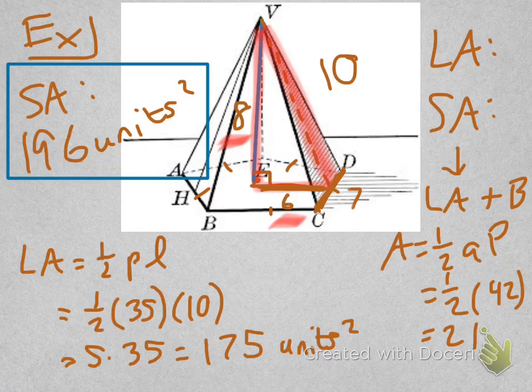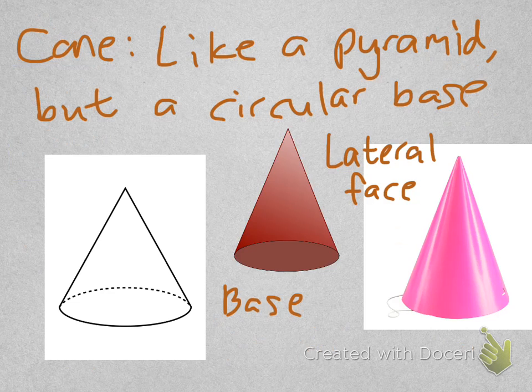Pardon me. I totally lost where I was, but I think I was saying that a lot of students will call this their slant height because that's the one given, which is terrible thinking. That's the altitude, not the slant height. Okay? Anyway, let's talk about a cone.